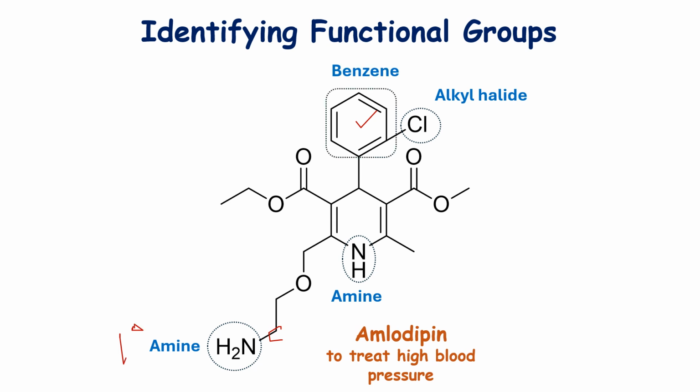We have a benzene ring. We have oxygen, and this oxygen is single bonded to carbon on both the sides, so this makes it an ether. We have a carbonyl group, and carbonyl group is attached to oxygen, and we have carbon on both the sides, so this is an ester. The similar group we have on the right side as well, carbonyl with oxygen, so we have one more ester functional group in amlodipine.